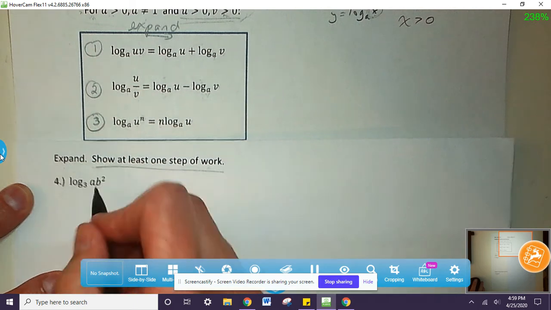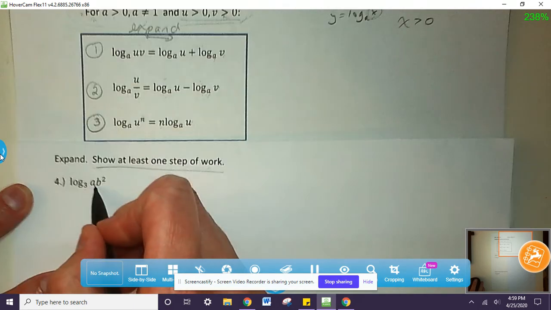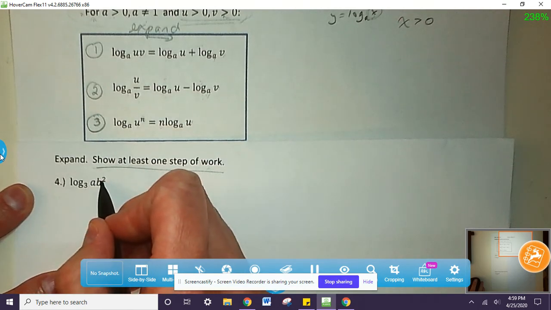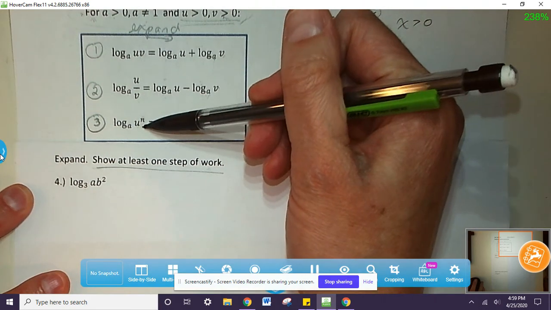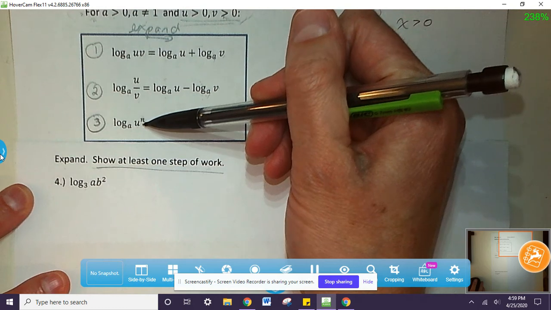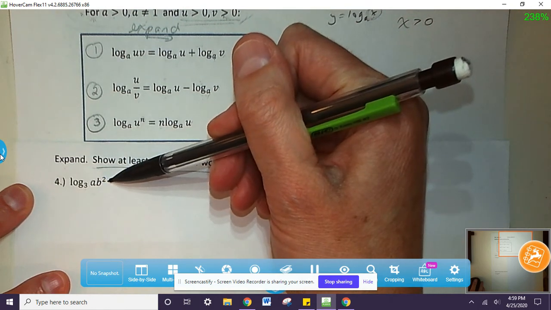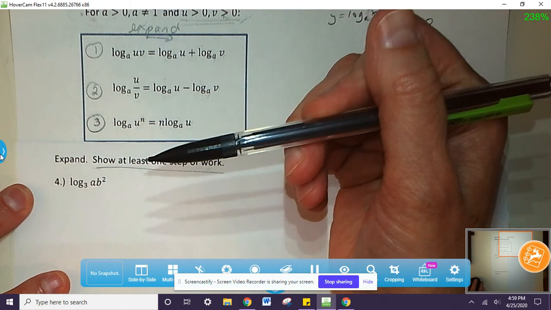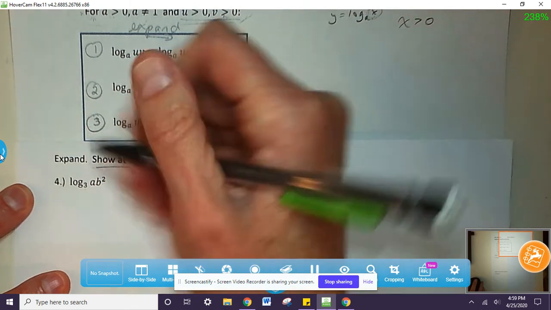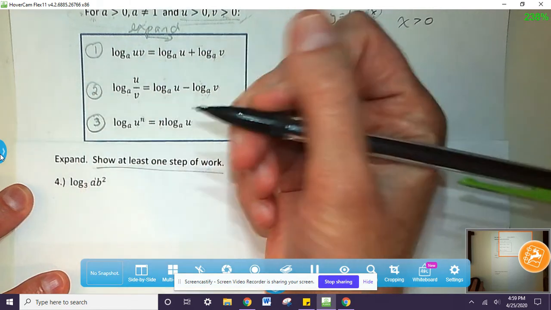Okay, so we have log base 3, and when you look inside the log, you want to ask yourself, what do you see? Do you see a product? Do you see a quotient? Do you see a power? I see 2 of those things. I see a power. I see a 2. Who does that 2 belong to? Does it belong to A and B or just B? It's just to the B. A doesn't have an exponent, so if we want to put an exponent, it would be A to the first.